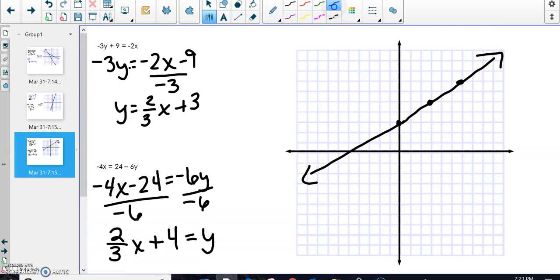So when that happens, let me graph this in a different color, hopefully it'll show up. I'm going to go up to 4, I put a point, and then I go up 2 and right 1, 2, 3. This means I'm going to have parallel lines.